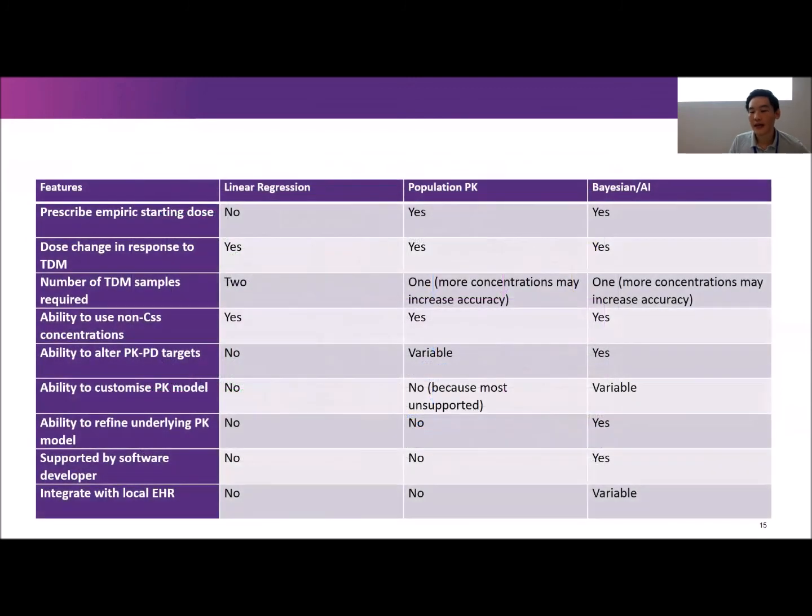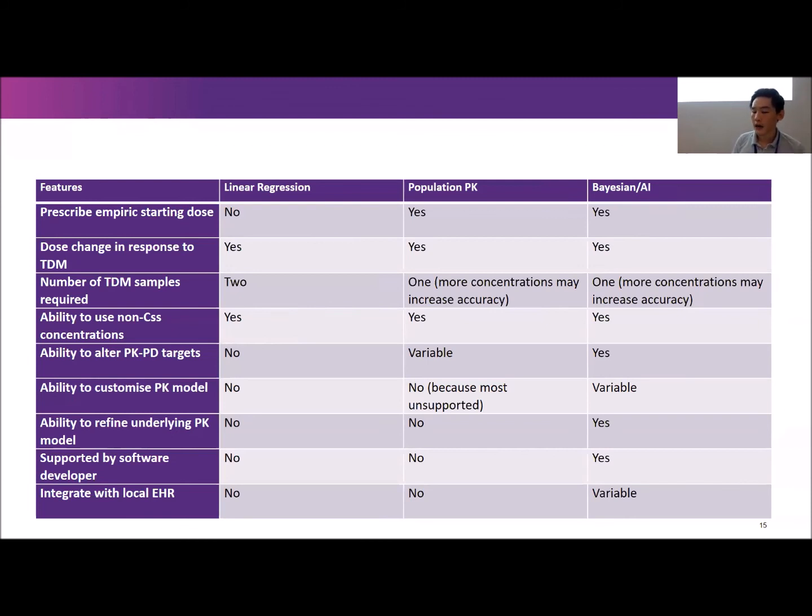This is the last summary slide comparing all the different available approaches. So in terms of prescribing empiric starting doses of an antibiotic, the linear regression programs do not have the ability to do that. Population PK and Bayesian programs usually do because there's an underlying PK model that's the backbone of your dosing program. All of them have the ability to change the dose of your antibiotics in response to TDM results. The number of TDM samples that you require to be able to use the program is 2 with linear regression programs and 1 with population PK or Bayesian programs.